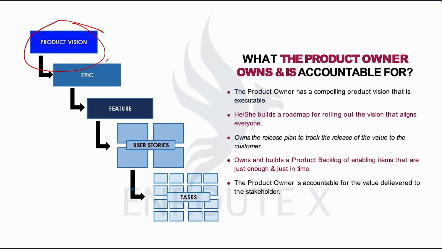So that product vision would get broken into epics. Epics are smaller bits of the product vision. What would make up the product vision? That would be the epics.